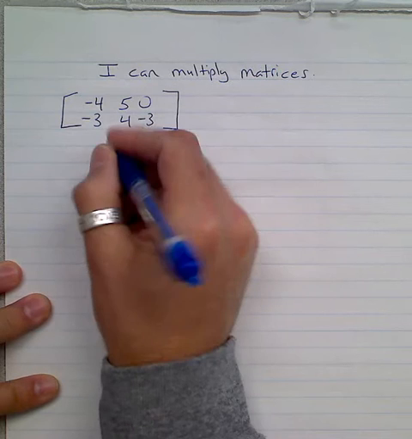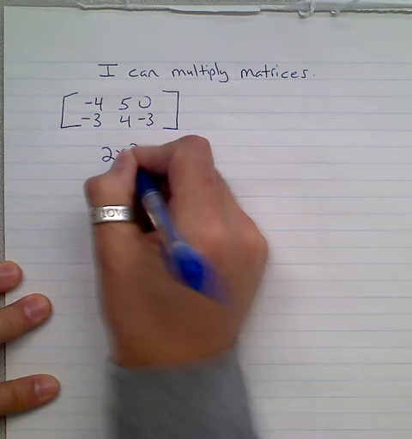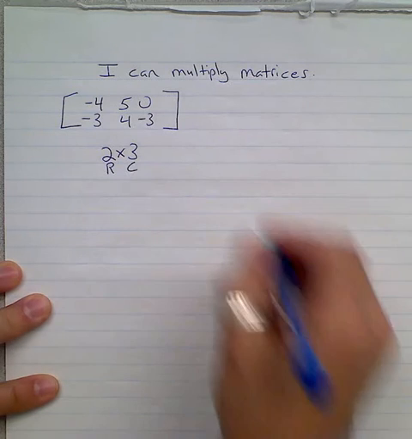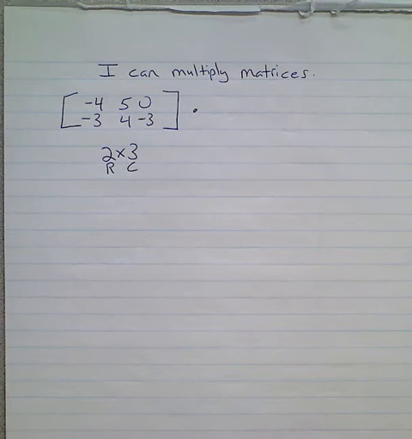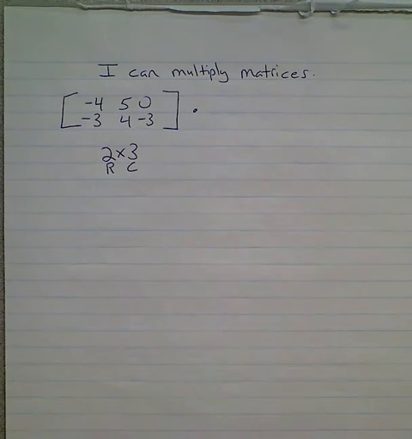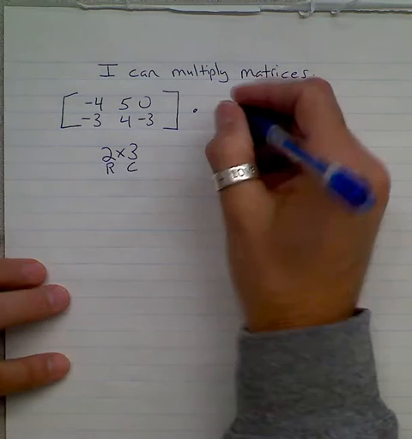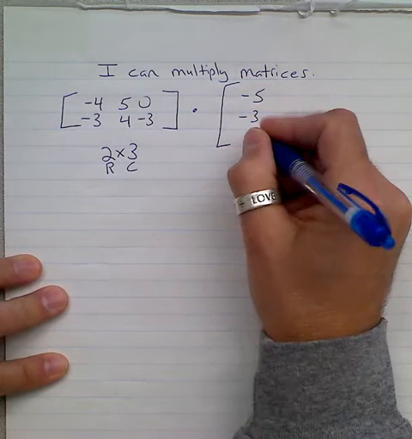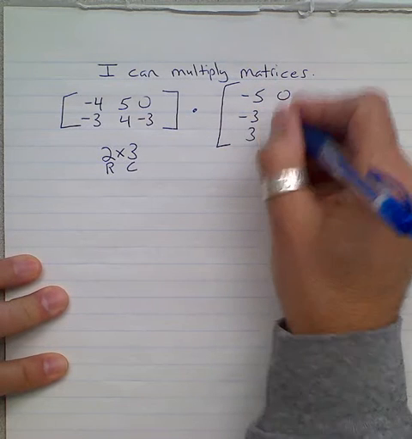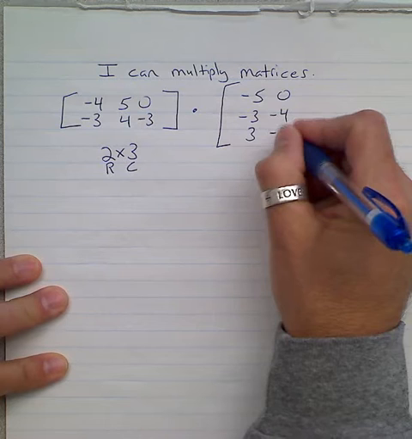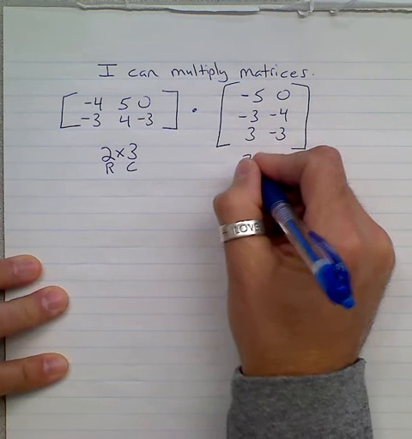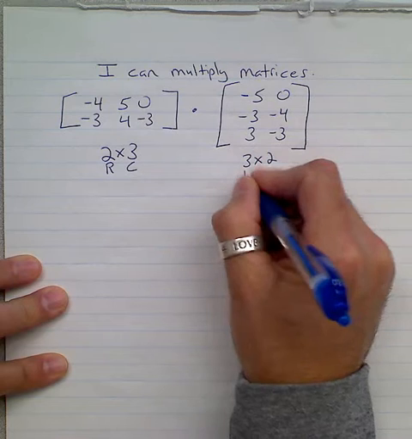Let's note that this is a 2 by 3 matrix, 2 rows and 3 columns. And I am going to multiply that by the matrix negative 5, negative 3, 3, 0, negative 4, and negative 3. This matrix is a 3-row, 2-column matrix.